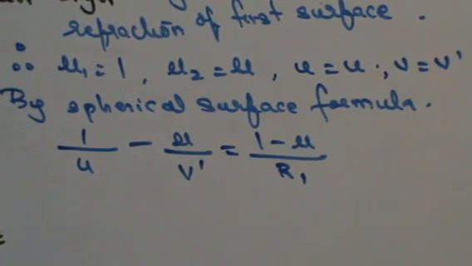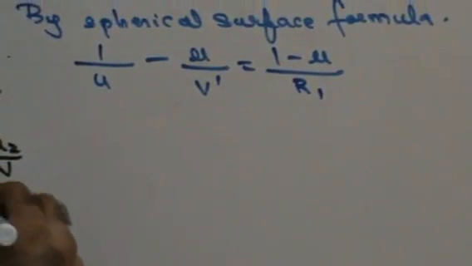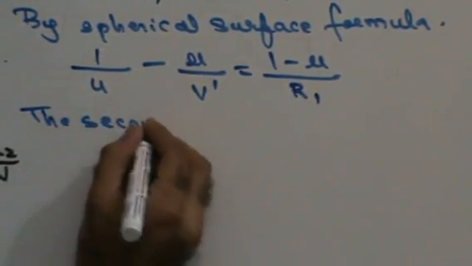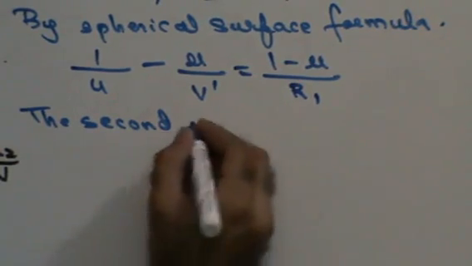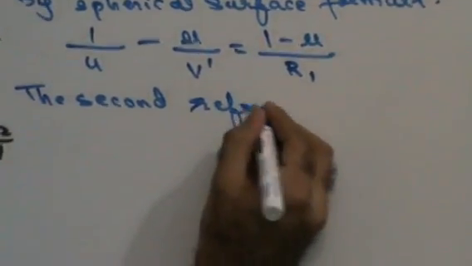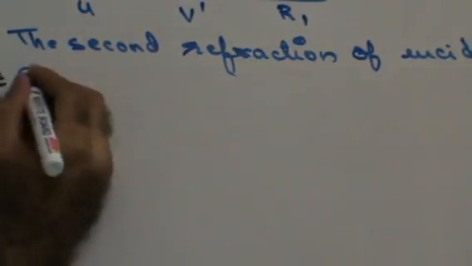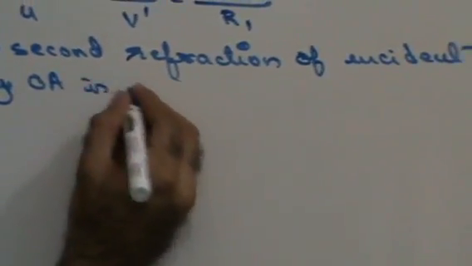Okay. Now, let us consider the second refraction. First it is going to occur on surface A, and then it is going to occur on surface B. The second refraction of incident ray OA is at point B.